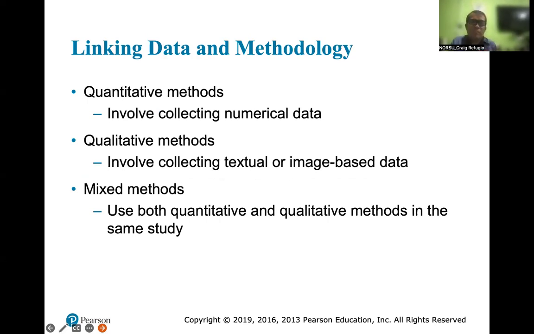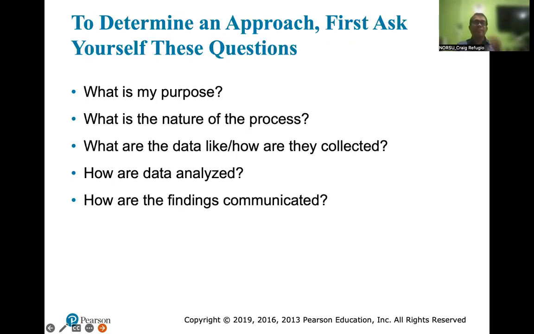Linking data and methodology. When we link data and methodology, we look at the three major designs, which I mentioned at the very beginning of this class and up to the present. We always look at that perspective: quantitative methods, qualitative methods, and mixed methods. And of course, you know already what are quanti, what are quali, and what are mixed methods designs, because I repeated that many times in our class.